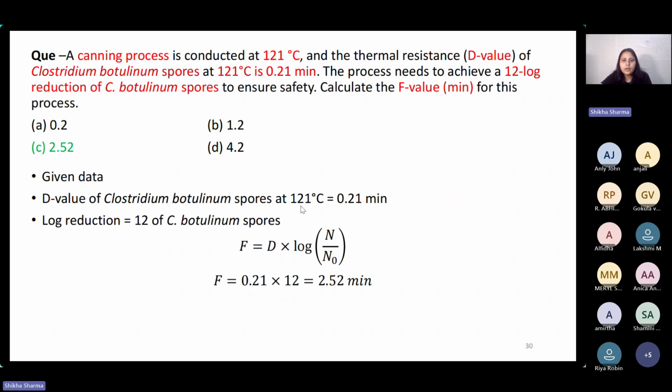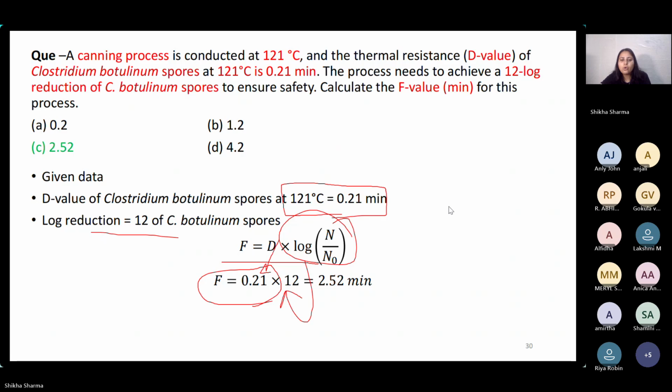So in this question, we have the D value given for Clostridium botulinum spores at 121 degrees Celsius, which is 0.21 minutes, and the log reduction is 12. So we know that F equals D into log N by N naught. So F equals D, which is 0.21, and the log reductions are already given, that we are going for 12 log reductions. So 0.21 into 12 is 2.52 minutes, which is answer C.